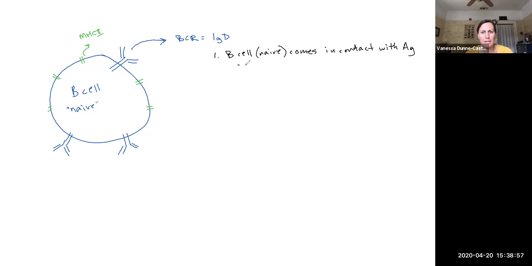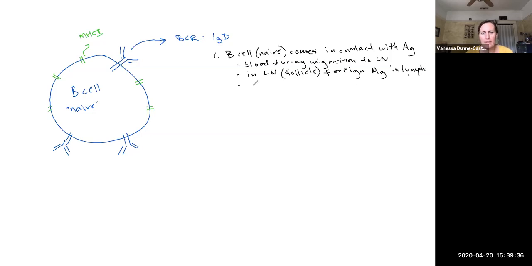This can happen in the blood during migration to the lymph node. This can happen in the lymph node, in the follicle, with foreign antigen in the lymph, right, coming in from injured tissue.